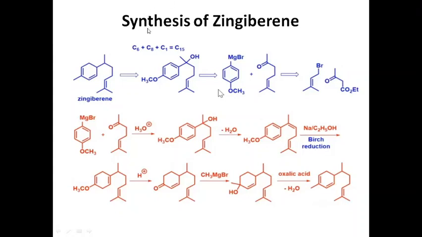So in all, there are 15 carbon atoms involved in the synthesis of zingiberene, involving Birch reduction and the addition of Grignard reagent. A very important and useful synthesis, giving the final clue about the structure of zingiberene.